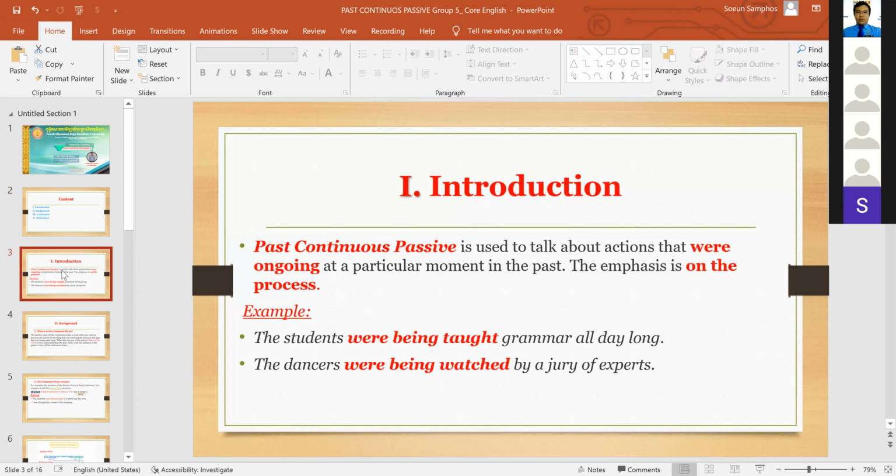Yes, introduction. First I want to talk about the past continuous passive. Past continuous passive is used to talk about actions that were ongoing at a particular moment in the past. The emphasis is on the process. Examples: the students were being taught grammar all day long. Number 2: the dancers were being watched by a jury of experts. In this sentence, maybe you will not be clear, because I just showed you the passive voice. On the next slide, we'll tell you more.